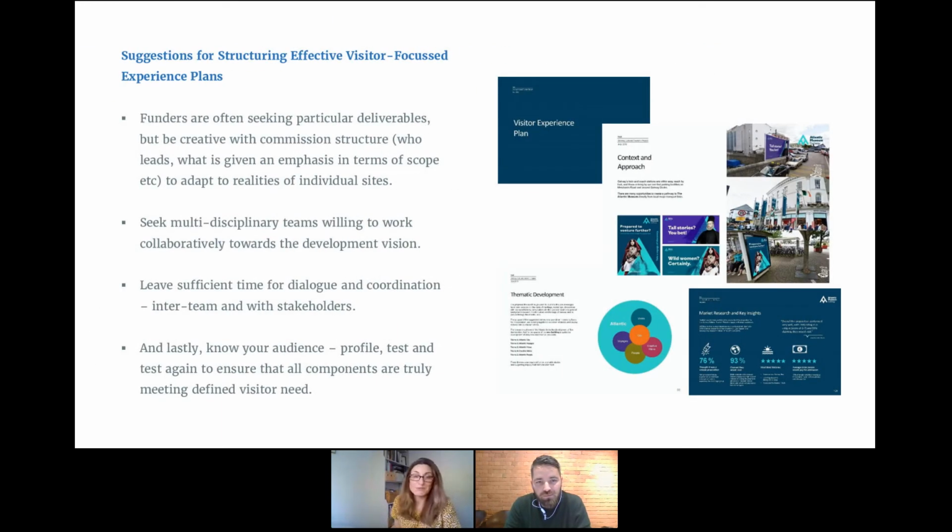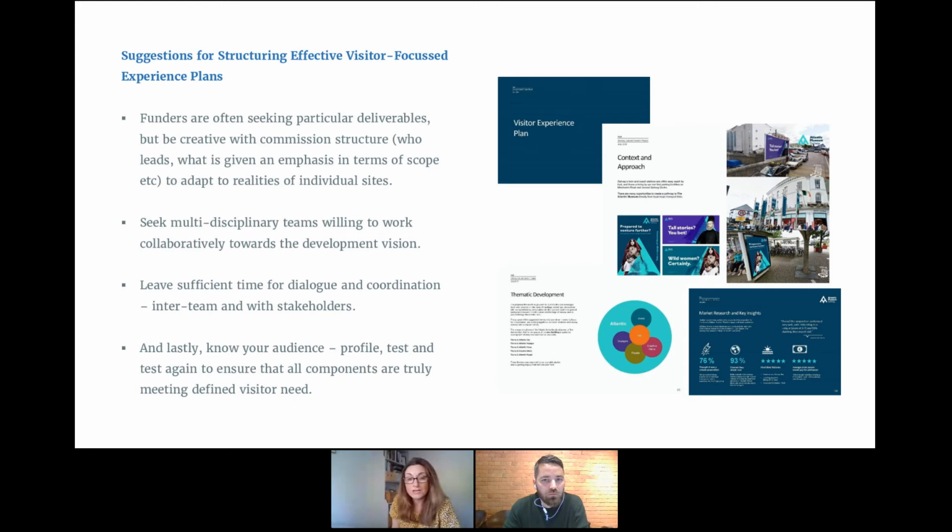So, very conscious of time, we're going to just bring together a few points out of the projects that we have shared with you. Really, these are quite practical tips, hopefully, about how, as clients, you can think about structuring really effective visitor-focused experience plans and master plans. We absolutely recognise that funders are very often seeking very specific and particular deliverables, whether that's the NLHF in the UK, Fulshire Island, or others, ERDF, etc.